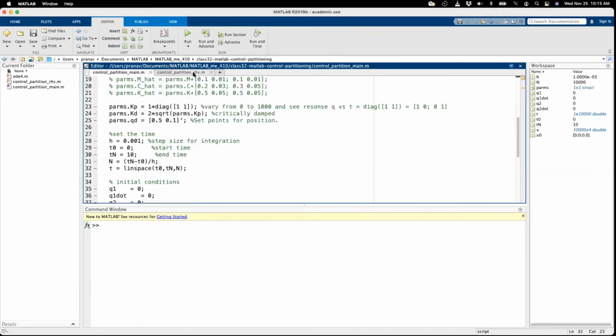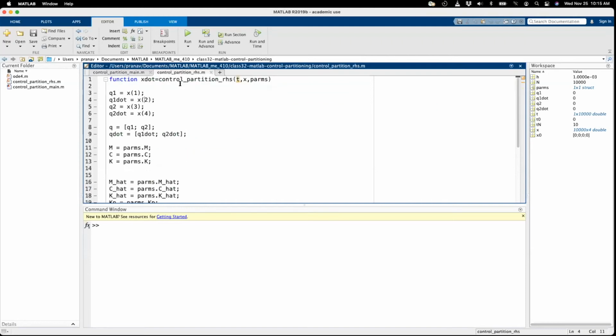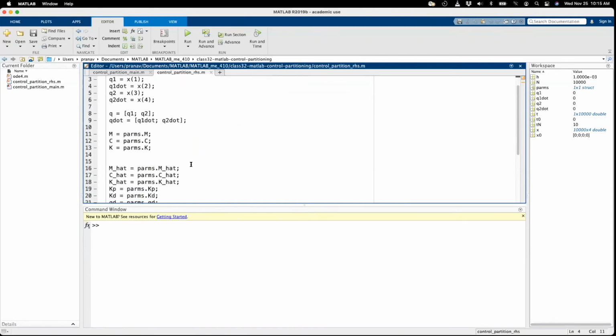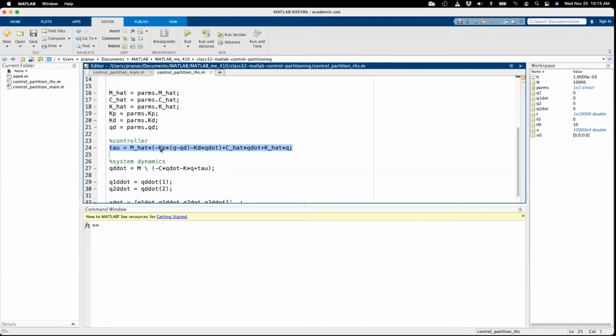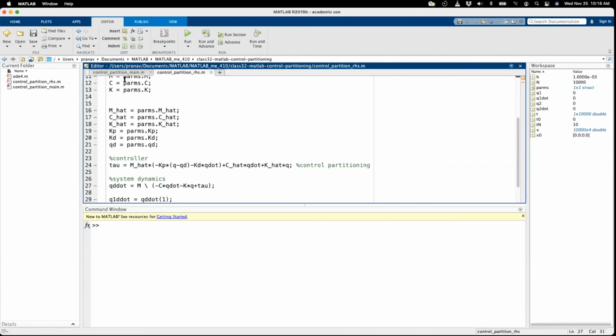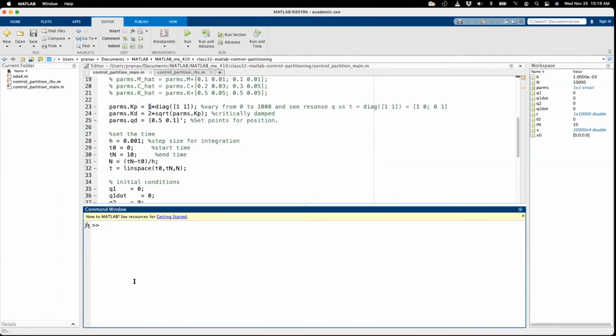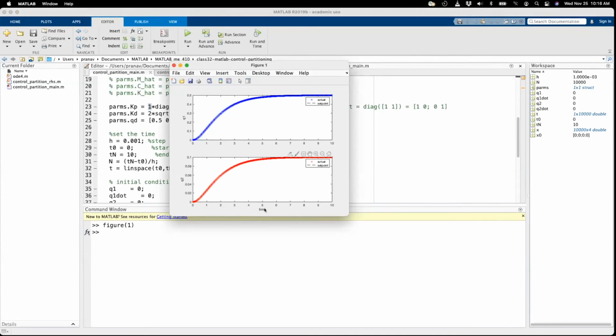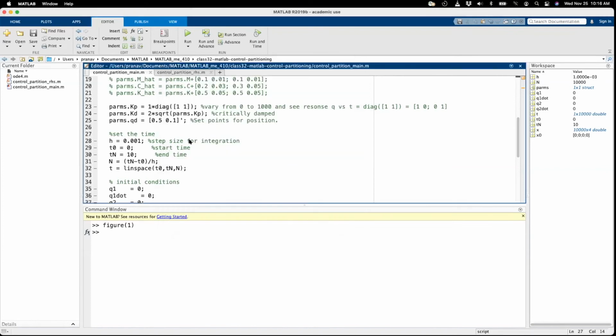Okay, so before I ramp up the gains to show you what happens, the dynamics of the system are sitting in the right-hand side. Here we have the torque, which comes from control partitioning. And then I also have q dot, which is the system dynamics. So I take tau, I put it in here, and that's how I get q double dot, which is the system dynamics, which I get by inverting the mass matrix and so on. So again, remember that we saw that the response to get to 0.5 and 0.1 is about 6 seconds. Let me now ramp up the gains.